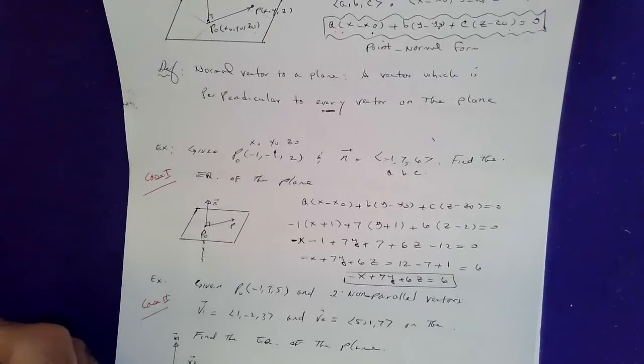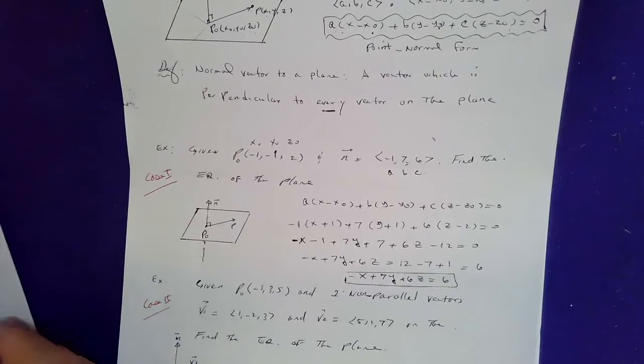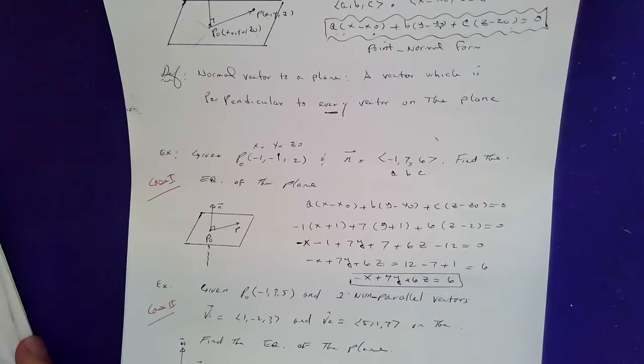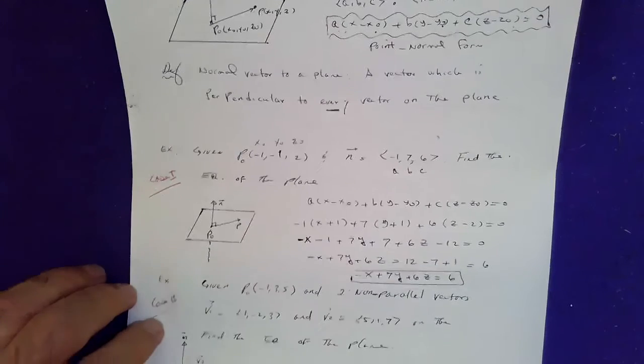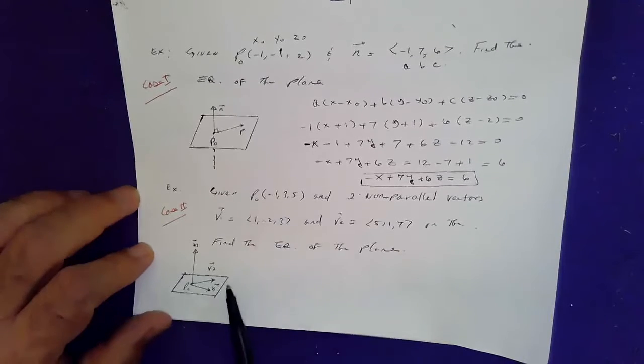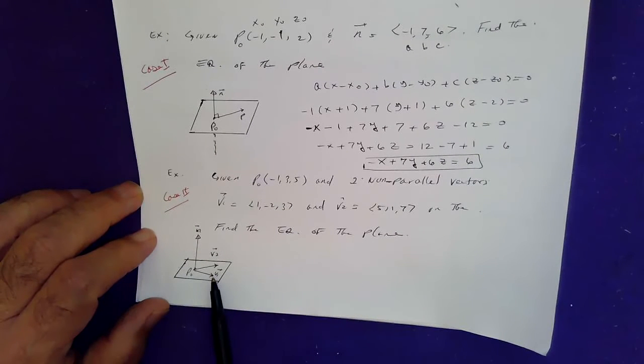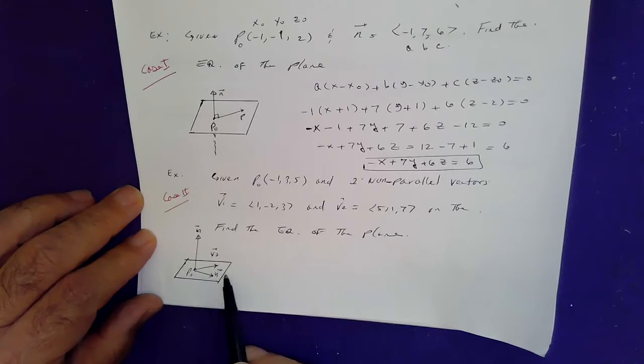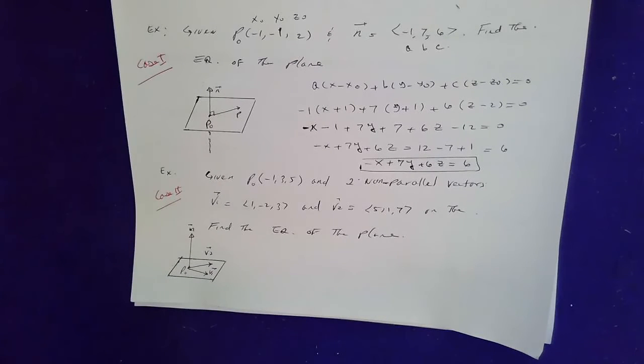Fantastic. So now the idea is, how do you go about this case? In other words, you have a point and you have two non-parallel vectors on the plane. So you got a point and you have two non-parallel vectors on the plane. So how would you go about finding the equation of a plane?